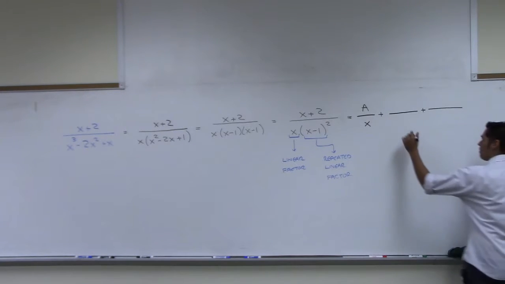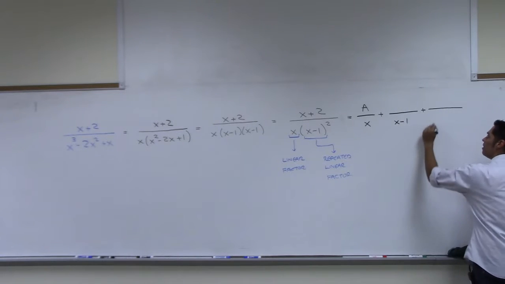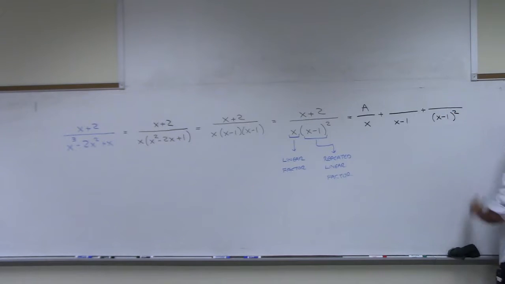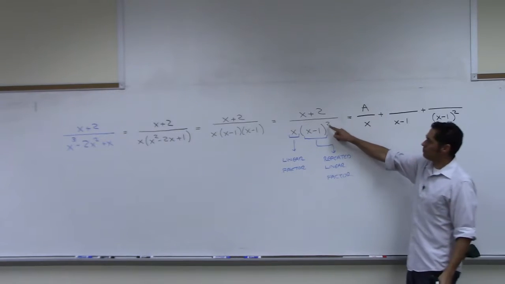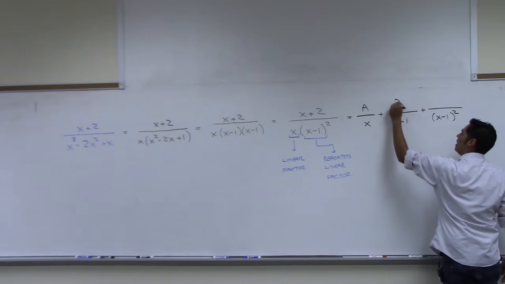Now, underneath here I put x minus 1. And underneath this one I put x minus 1 squared. What if it had been a 3? I would have another fraction. And it'd be x minus 1 cubed. So I'd have x minus 1, x minus 1 squared, x minus 1 cubed. Power coming up. Understand? All right, on top, b, c.